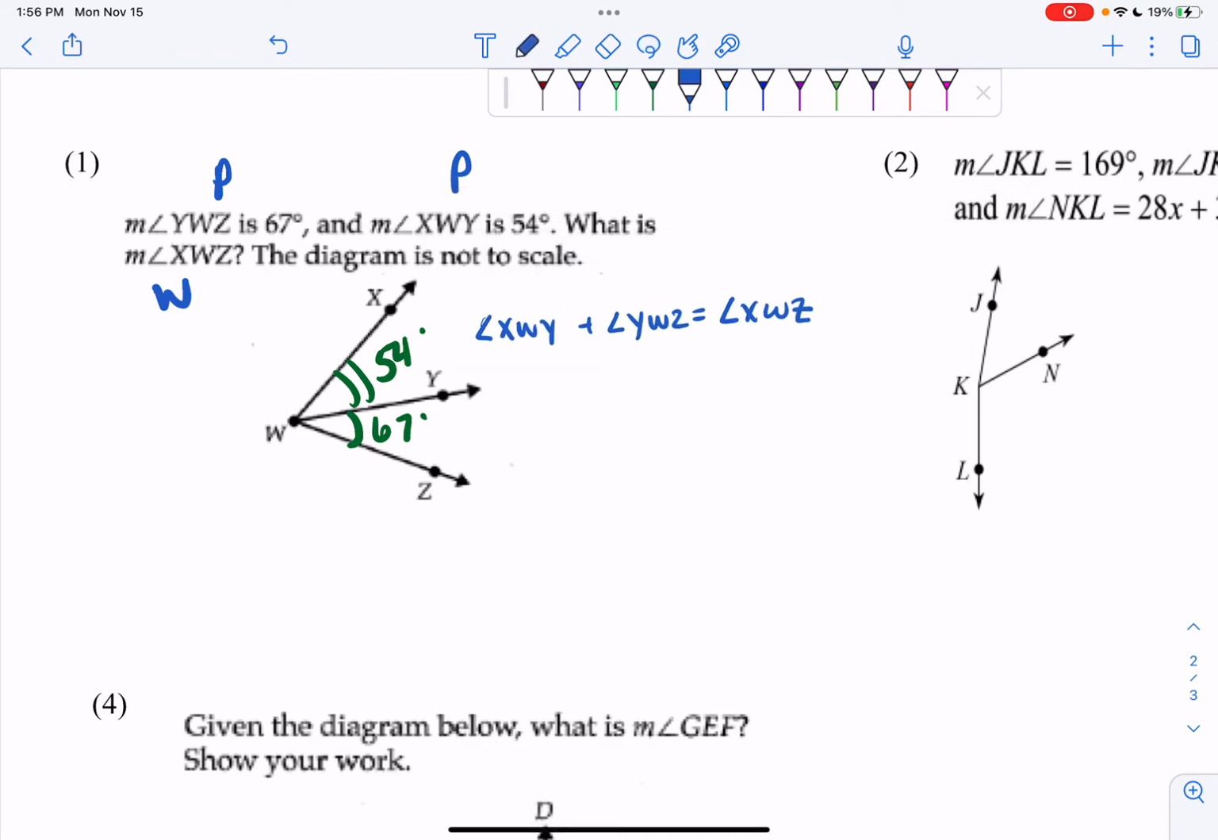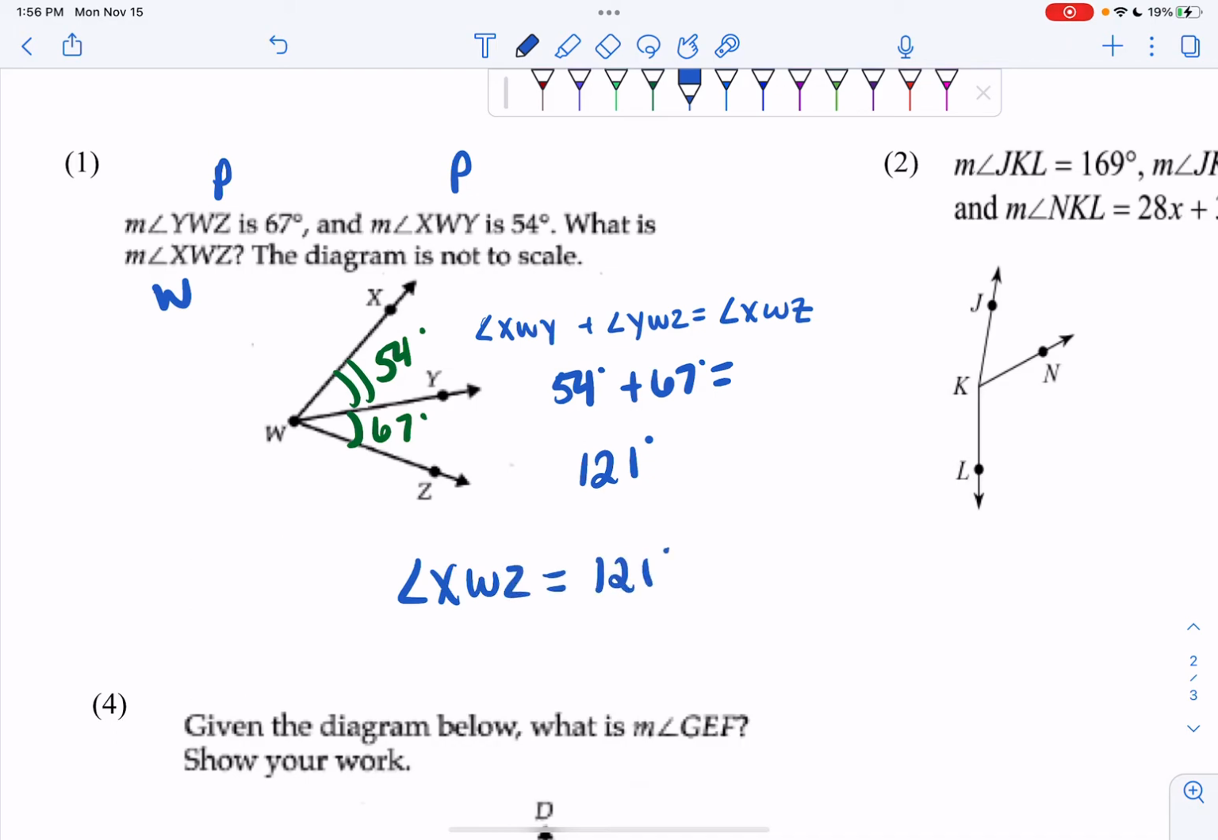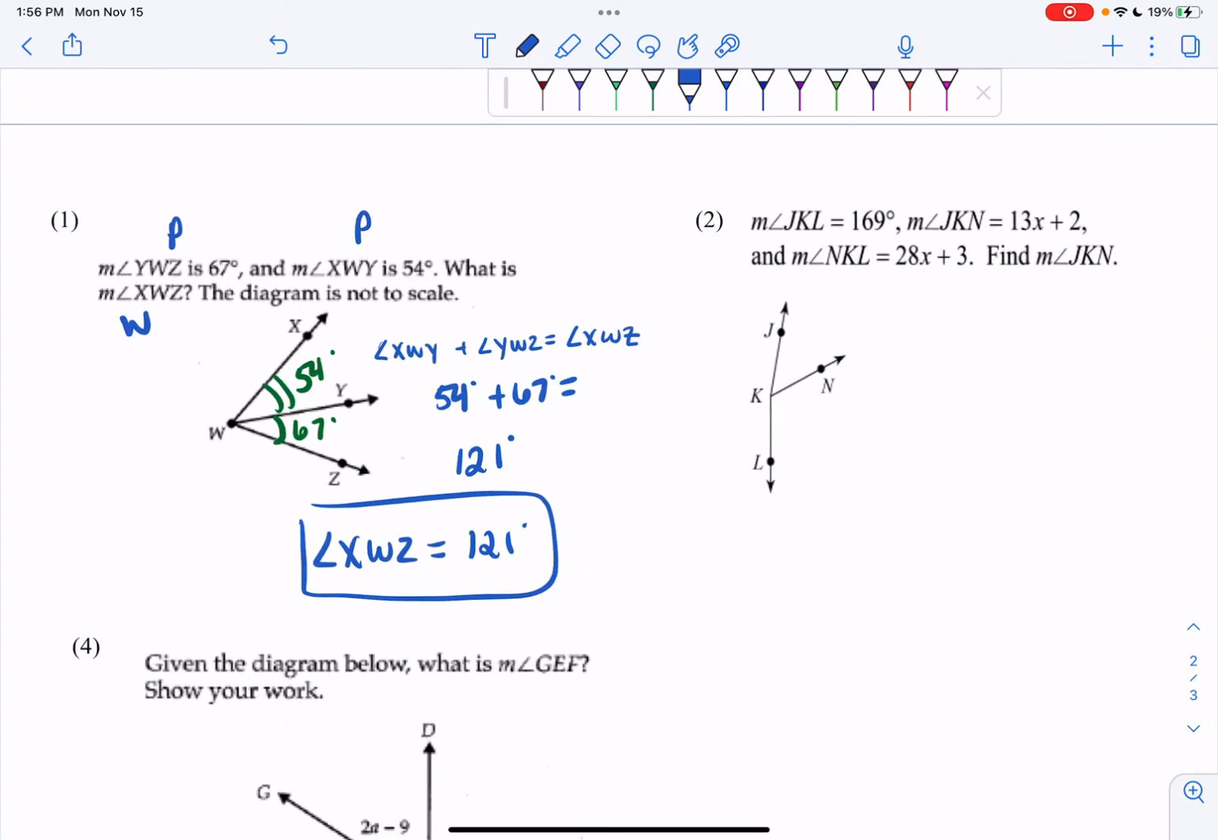So when I break this apart, I can do 54 degrees plus 67 degrees. And when I do 54 plus 67, I get 121 degrees. So I can say angle XWZ is equal to 121 degrees as my final answer.